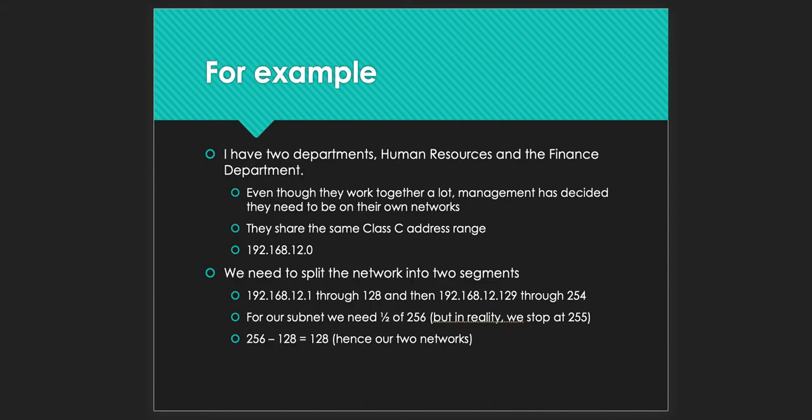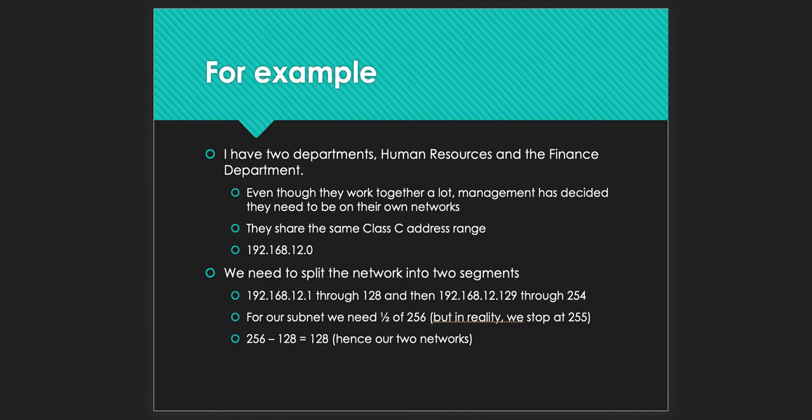So here we go, two departments. Human resources and finance. I want those two separated, right? I don't want someone in human resources giving themselves a pay raise, and I don't want someone from finance changing all of the evals for the end of the year. So even though they work together a lot, they need to be on their own network.